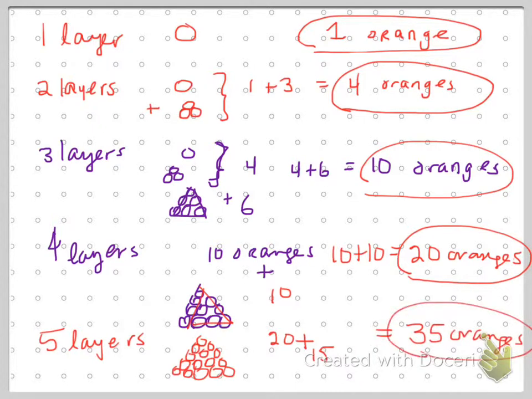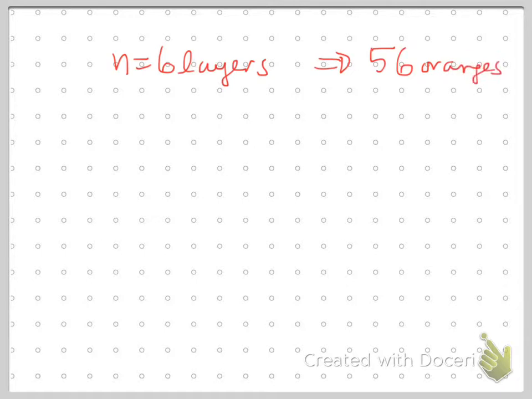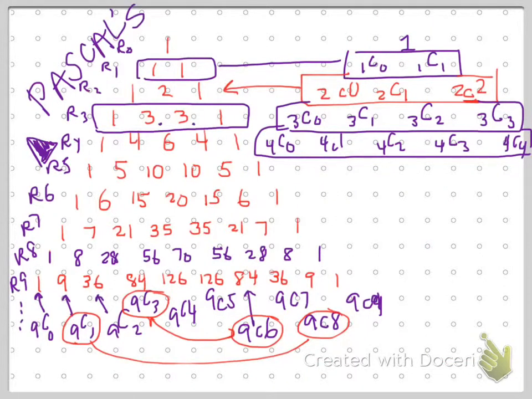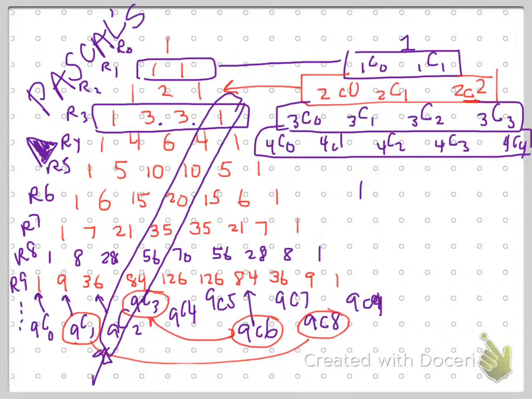And we could follow the same approach now to figure out how many oranges we're going to have in 6 layers. Once you've figured out for n equals 6 layers, we will have a total of 56 oranges. And when you go back to Pascal's triangle, you can see that these numbers do appear. In fact, I'm going to box them in. The numbers 1, 4, 10, 20, 35, and so on, they all appear right here. And that is one of the diagonals in Pascal's triangle.